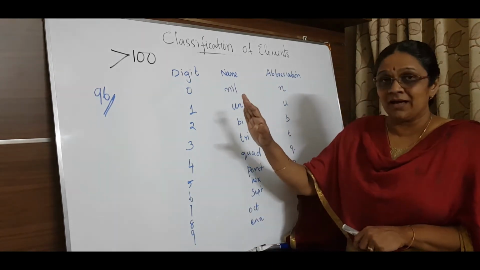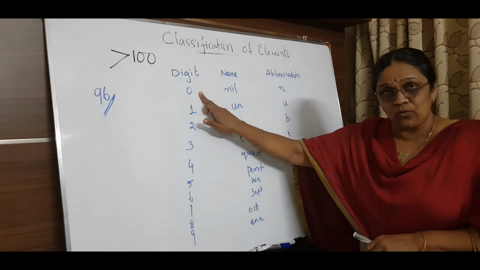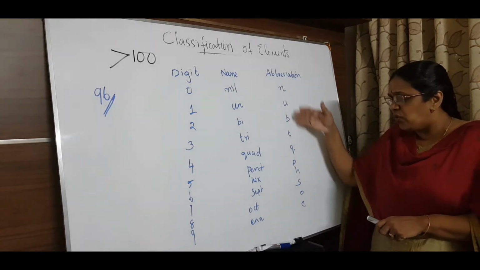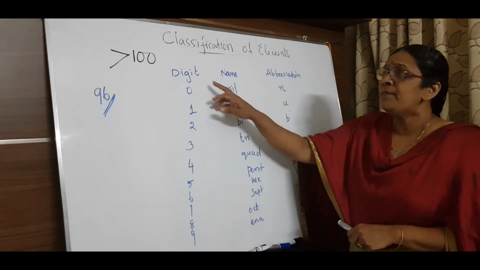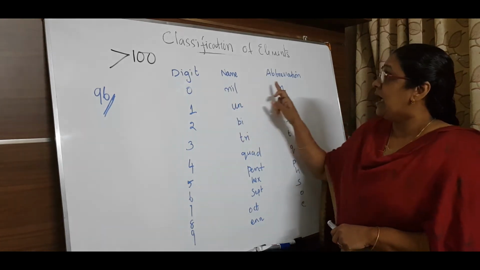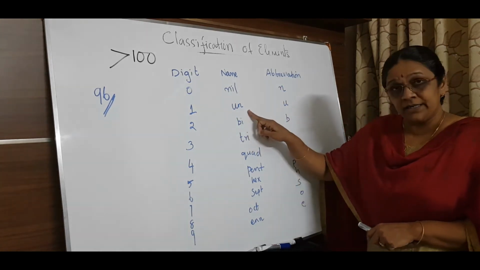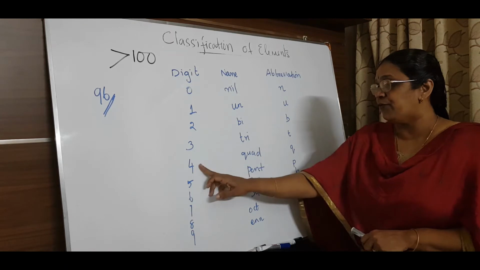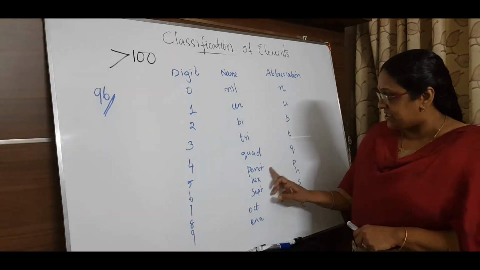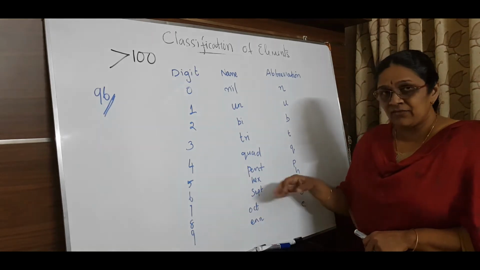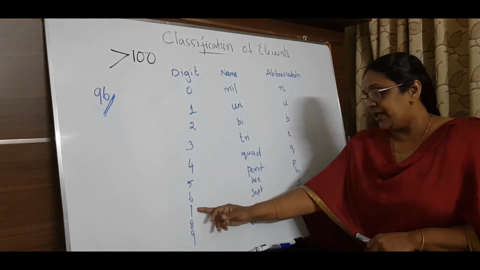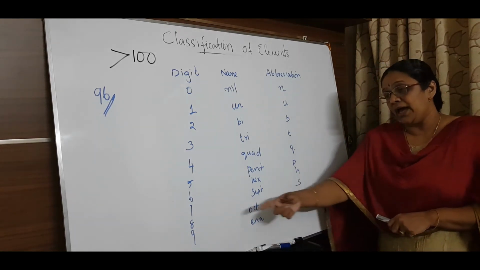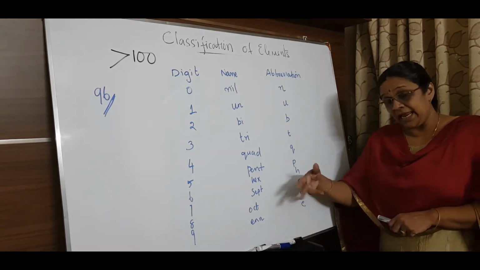So what the IUPAC says is, for the digit 0, the name will be nil, N-I-L, and the abbreviation is N. You don't need to go for the abbreviation, but just note it down. 1 is un, U. 2 is bi, B. 3 is tri, T. 4 is quad, Q. 5 is pent, P. 6 is hex, H. 7 is sept, S. 8 is oct, O. And 9 is enn, E-N-N, so E.